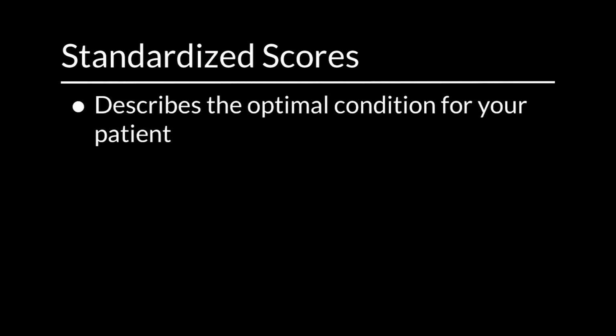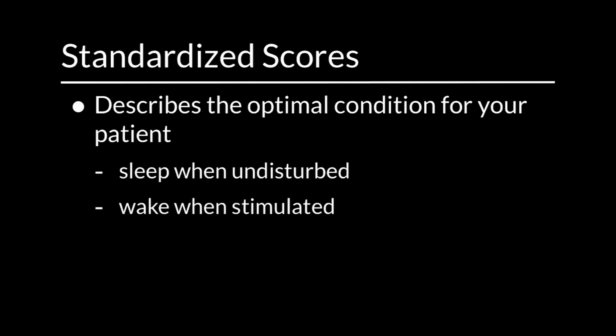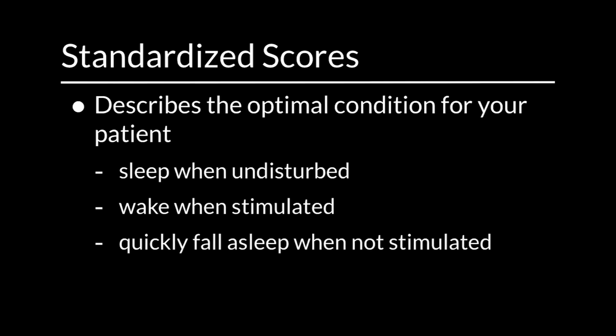The suggestion when one is trying to define the comfort goals for an individual patient is to try to use some sort of standardized score, something that everybody can understand. It doesn't necessarily have to be something that's terribly complicated, but it should be a score that describes what condition you would like the patient in, ideally. So in an ideal world, you'd like the youngster to perhaps sleep when undisturbed, wake when stimulated, but quickly fall back asleep when no longer stimulated. And that might be the ideal description for the typical child on a ventilator.